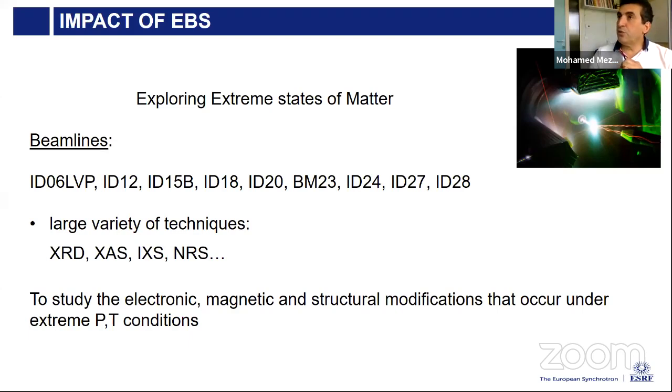I will now move on to what I consider the potential impact of the EBS for exploring extreme states of matter. Such a topic is developed at several ESRF beamlines that are listed here, applying a large variety of techniques, such as X-ray diffraction, X-ray absorption spectroscopy, inelastic scattering, and nuclear resonance scattering, to study the electronic, magnetic, and structural modifications that can occur under extreme pressure and temperature conditions.